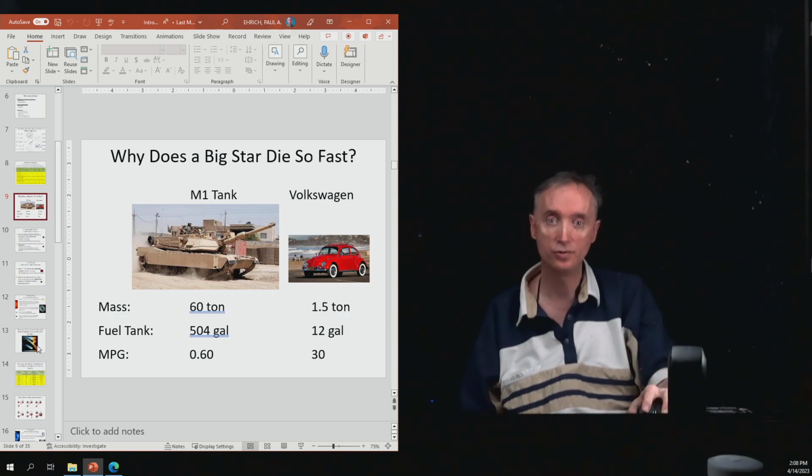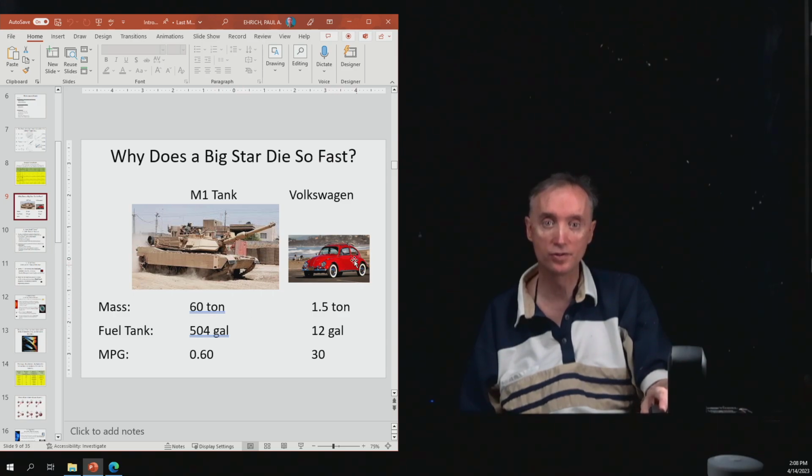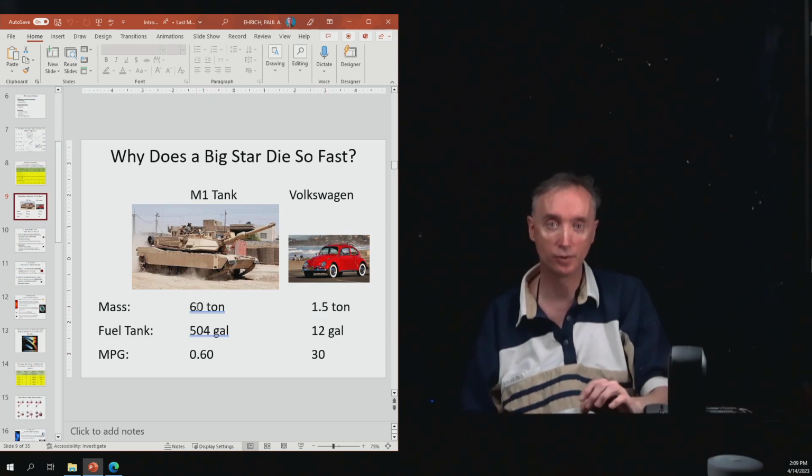Here are two objects: a tank that has a mass of 60 tons, and a Volkswagen that has a mass of 1.5 tons. Look at the fuel tank. The tank has a huge fuel tank compared to the Volkswagen, but it burns through its gas faster because it has to push around all that weight. So it's very similar.